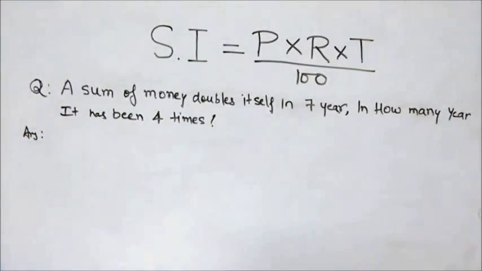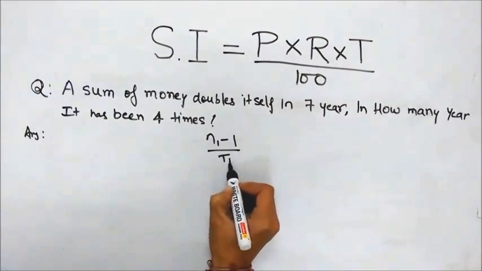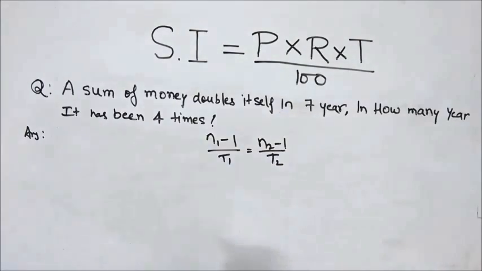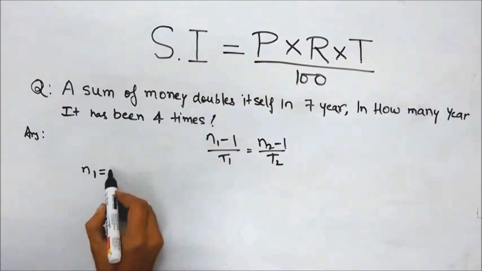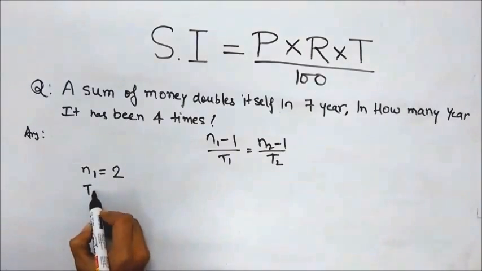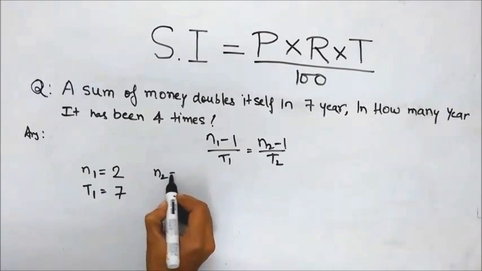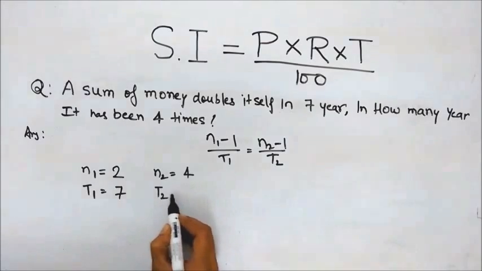Same question using a short trick method, and the short trick method is n1 minus 1 upon t1 is equal to n2 minus 1 upon t2. Here n is the number of times money doubles, triples or becomes 4 times and so on, and here t is the number of given years. So we put the values here. n1 is the money doubles, so 2, and t1 is the number of years in the first part of this question, that is 7, and n2 is the number of times money becomes 4 times, that is n2 becomes 4, and here t2 we have to find.